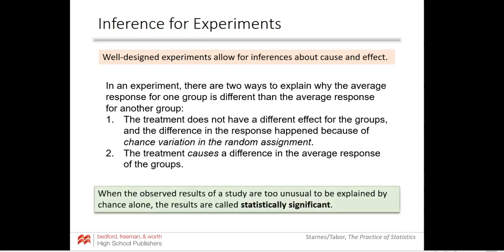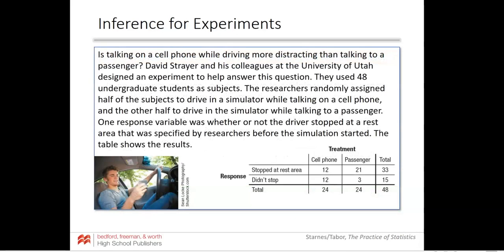But when the observed results are too unusual to be explained by chance alone, the results are called statistically significant. When you have something statistically significant, you go, wow, maybe this treatment really is effective, right? So when you do a study, you want it to be statistically significant. So you want results that are more extreme than just chance alone. So we can test chance alone. We can actually do that sometimes.